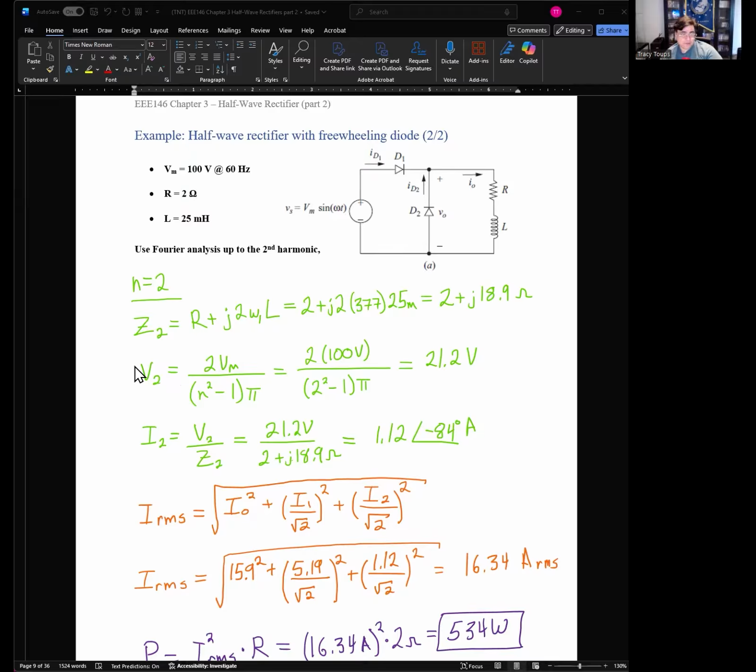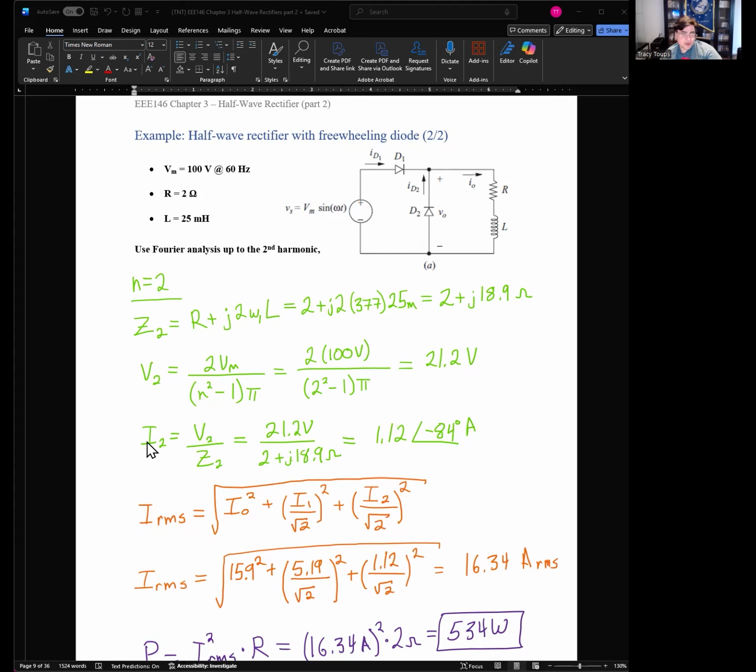Now the voltage, V2, is going to be a little more complicated. Remember from the equation up there, it's going to be 2 Vm divided by (n squared minus 1) pi, which is equal to 2 times 100 volts from right there, divided by, because n equals 2, we get 2 squared minus 1, so this is 3, and then divide by pi as well. You number crunch this in your calculator, you can get 21.2 volts.